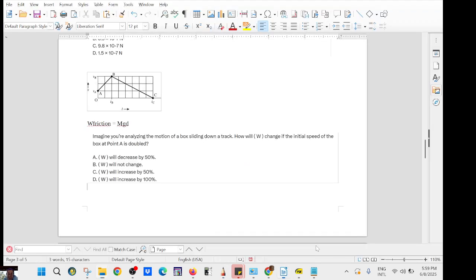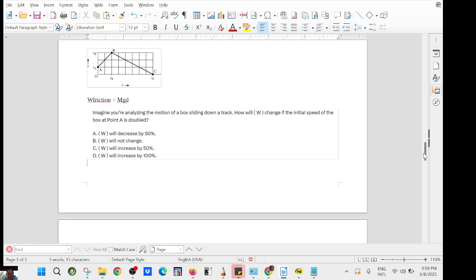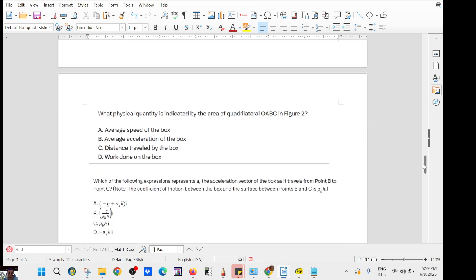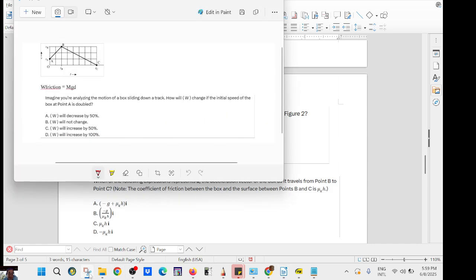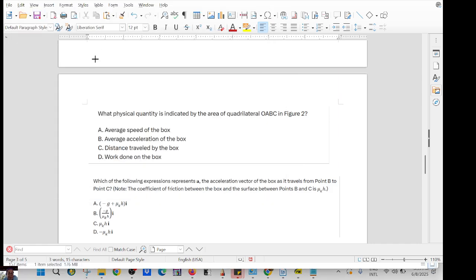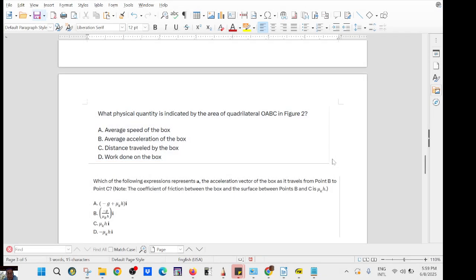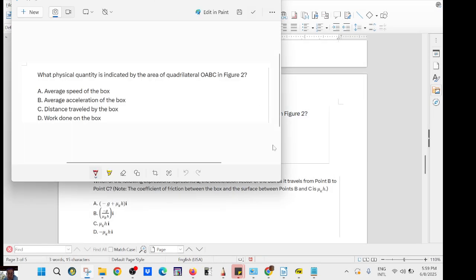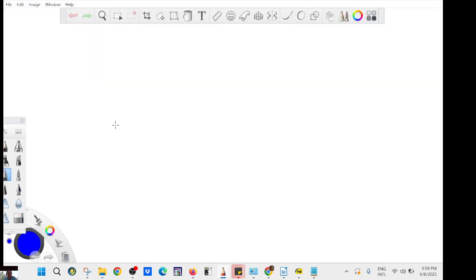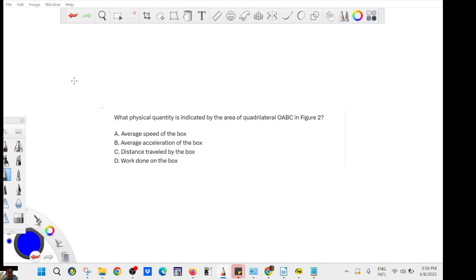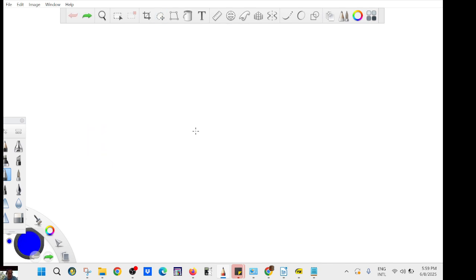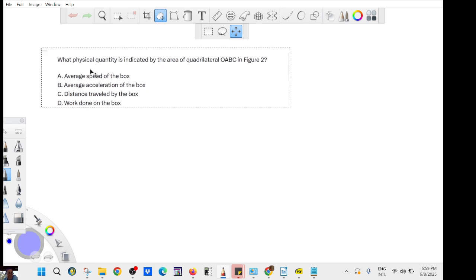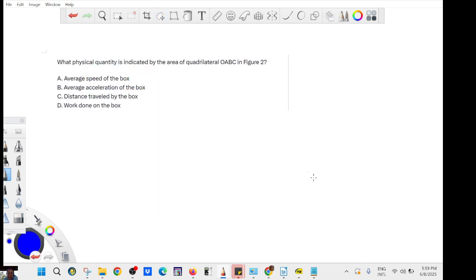Okay, so next question here. So here you don't even need to know the physics for that. You just need to know the math and units. So let's go back to the graph here.